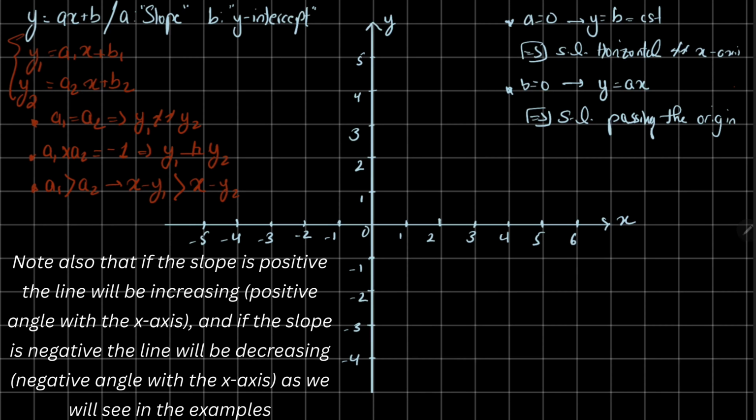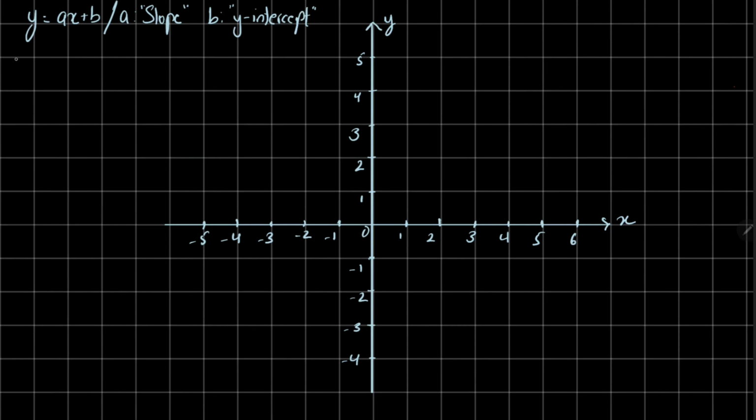Let's now take some examples in order to explain more and to make the points clear. First of all, take the function y equals 3. This function has a equal to 0, then there is no slope or no angle between the x-axis and the function, and it is a constant function that will be horizontal and parallel to the x-axis as we said. So this function is drawn in this way.